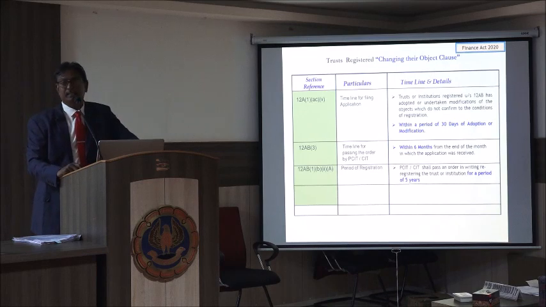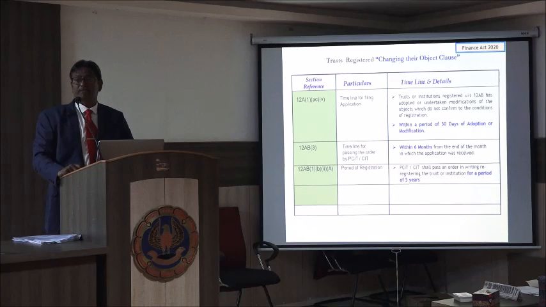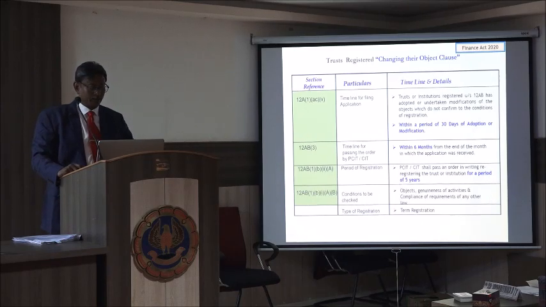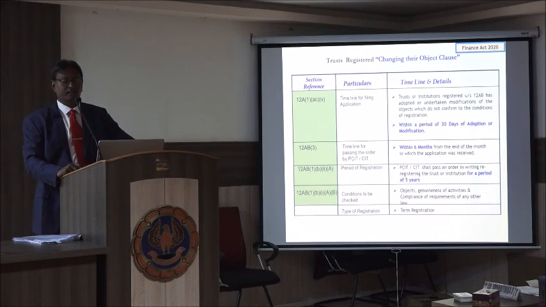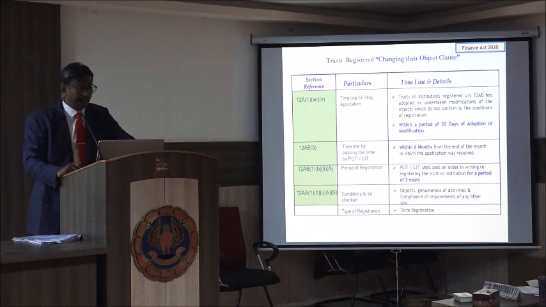And what is the section under which they will give the order, the PCIT? They will give it for 5 years. And of course, what conditions are to be satisfied? Objects and genuineness they will see. Compliance with requirements of any other law they will see. So this is the position from 2020.